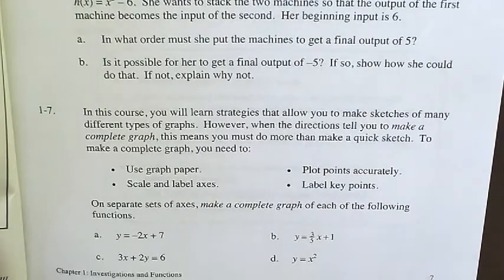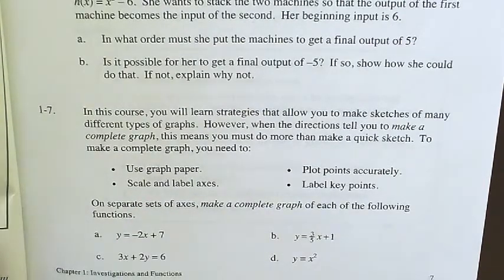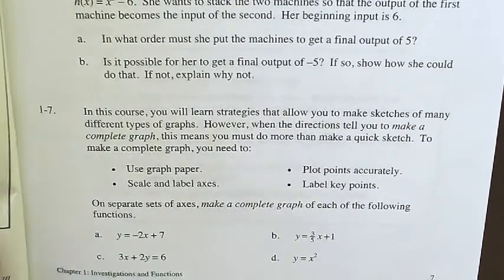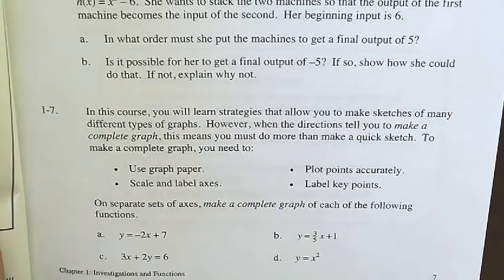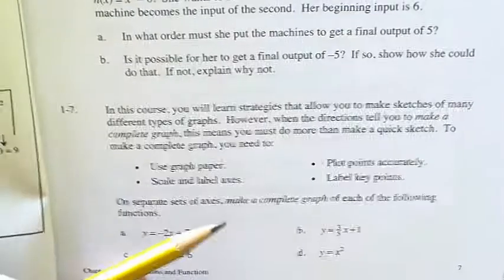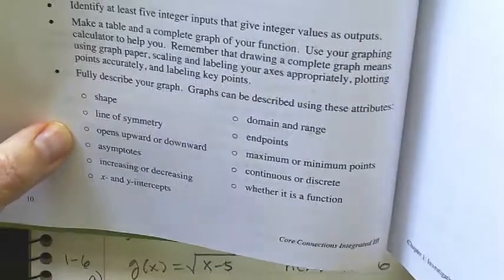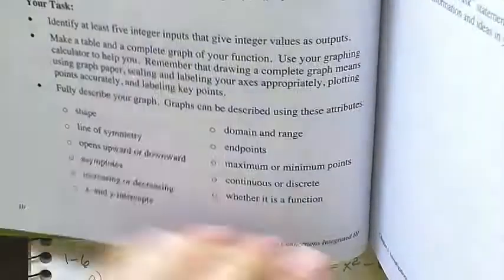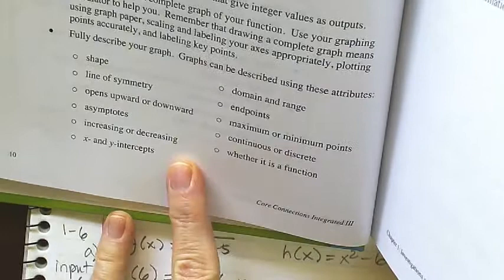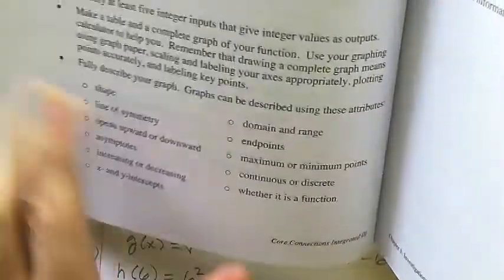Plot your points accurately. Your X and Y intercepts should be on the graph if they exist. And you should not just be copying a picture from Desmos, ideally. If you use Desmos, that's fine, but try to get those intercepts correct and any maximums or minimums, kind of like what we were doing with 1-3, where it gives you these key points. You want to make sure you're showing all of these characteristics of your graph very carefully when you're graphing.